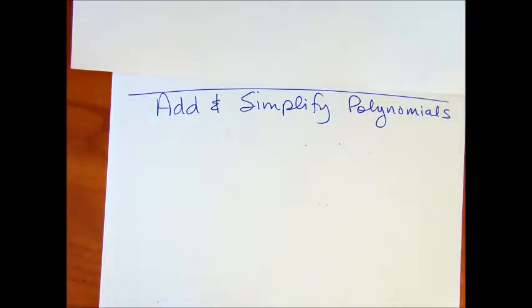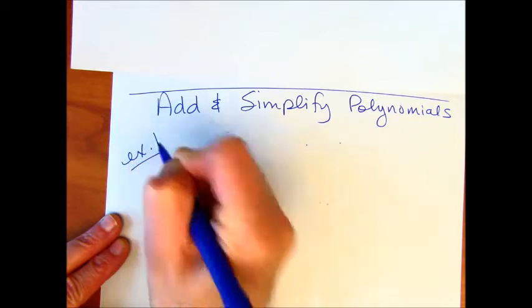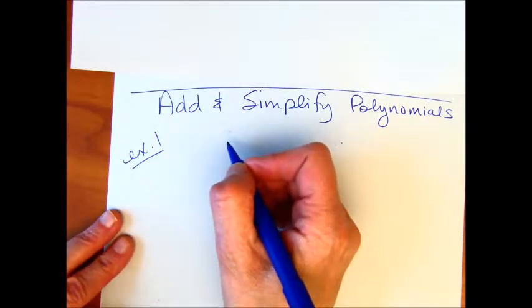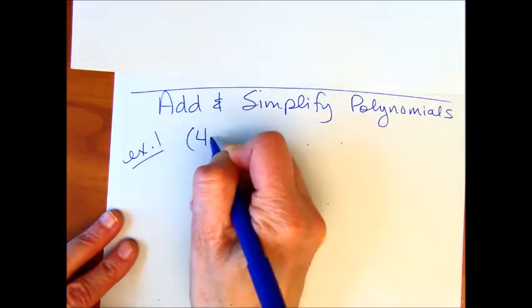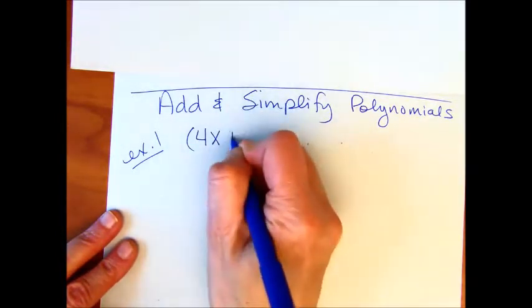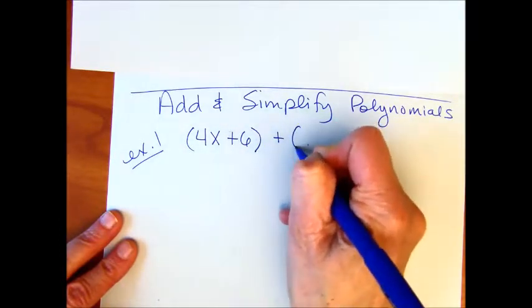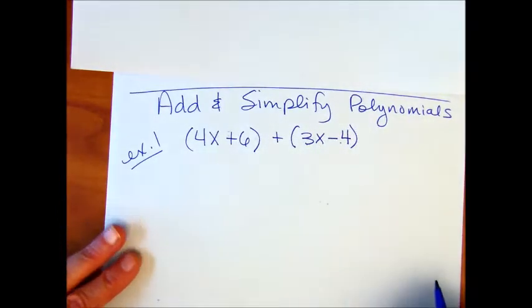Let's go ahead and add and simplify a few polynomial problems. In this first example, we're going to add two binomials. Remember, a binomial is an expression with two terms. Here we have the quantity of 4x plus 6 plus the quantity of 3x minus 4.